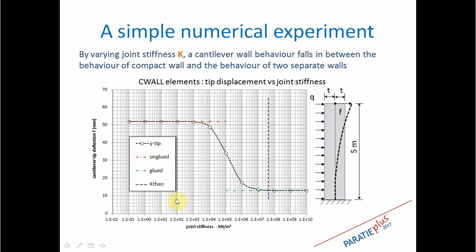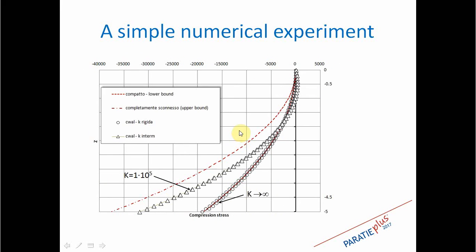Whereas on the opposite side, if the stiffness of the joint is above a certain value, we have the bending deflection of the cantilever as a whole. In between, we have a smooth transition zone between the two cases. And here also we can see the compression stress for various situations.